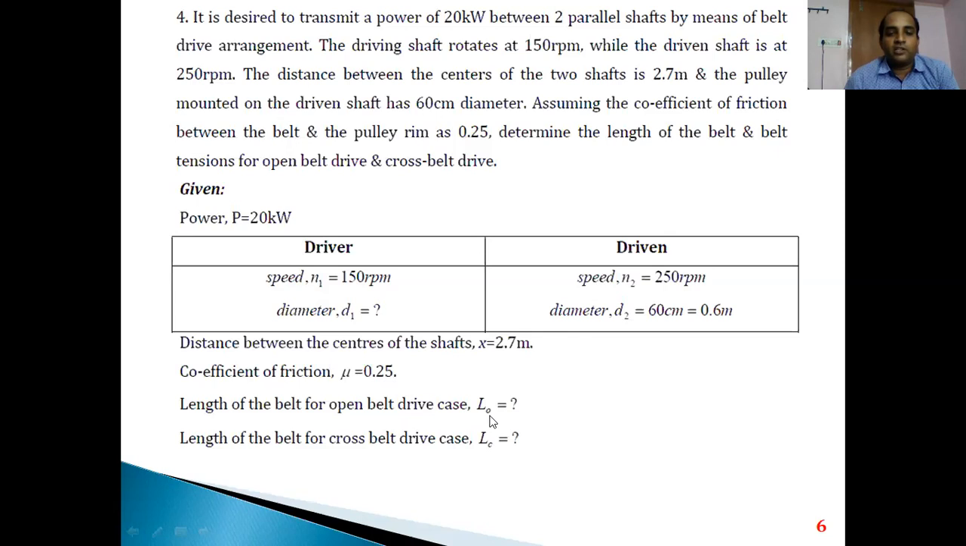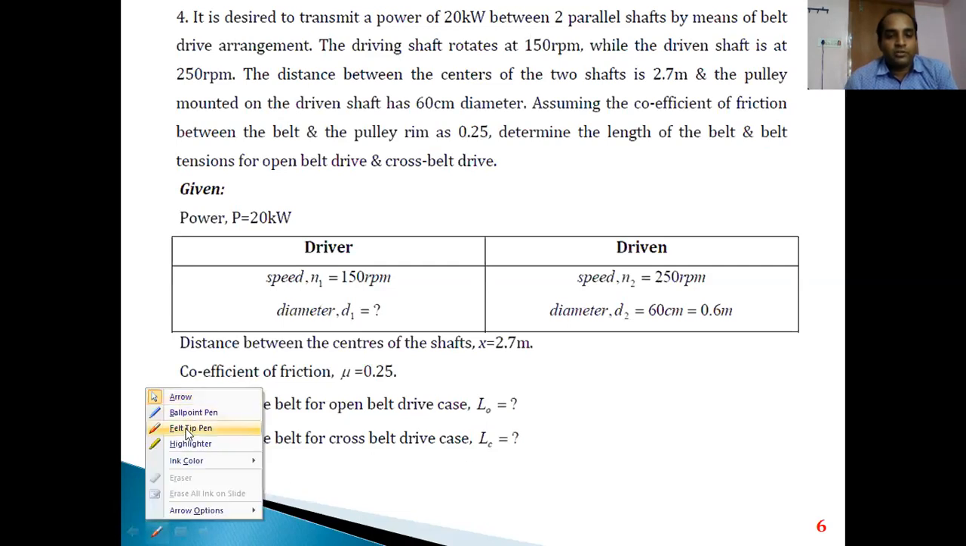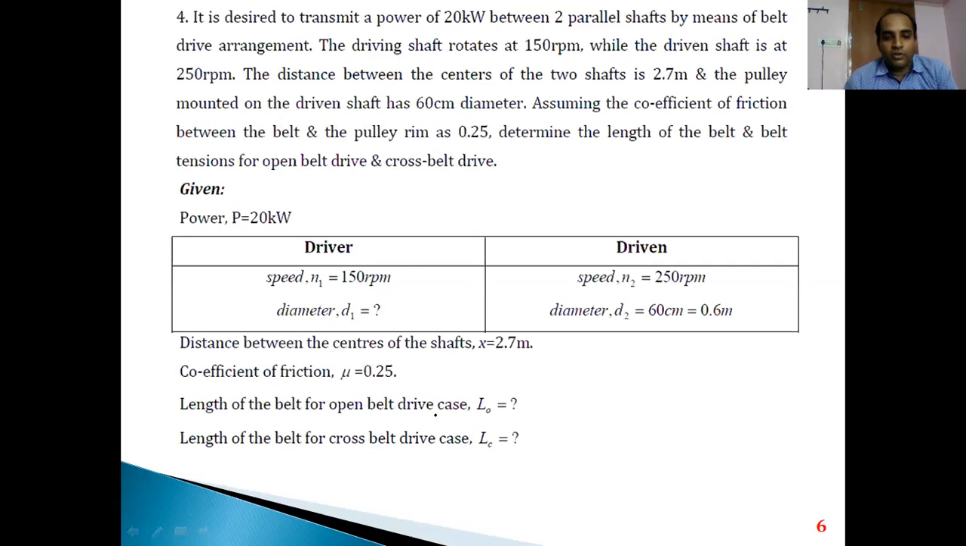We need to find out length of the belt LO as well as length of a cross belt drive, that is LC. And for both the cases, you need to find out T1 and T2. So for both the cases, you need to find out the value of T1 and T2 itself. For the first case, that is the open belt drive case, you need to find out the value of T1 as well as T2. Similarly, for the cross belt drive case also, you need to find out the value of T1 as well as the value of T2.